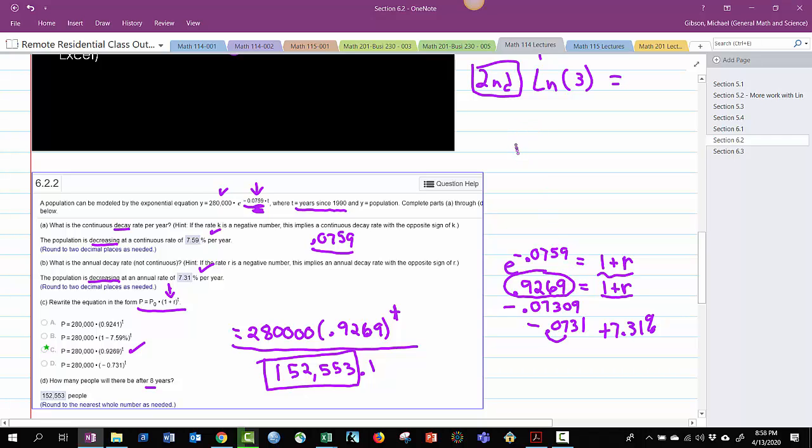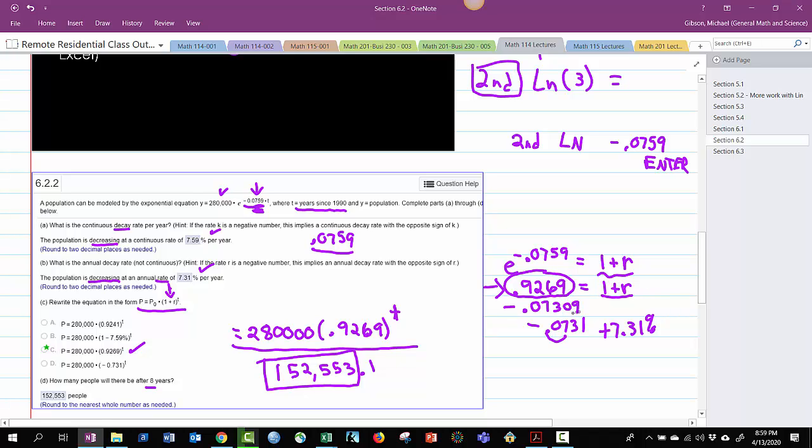Now, evaluate this on your calculator. Like I said, what I did on my calculator, I hit the second key, I hit the ln key, and then I put in negative 0.0759 and then enter. All right, that gave me this number right here, 0.9269. Now remember, they're asking us for the rate. Well, r is the rate, so then we just got to subtract 1 to get the r.